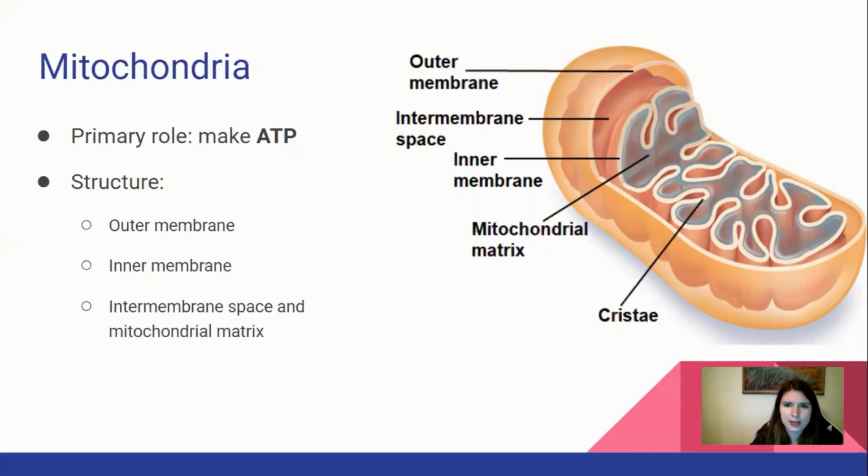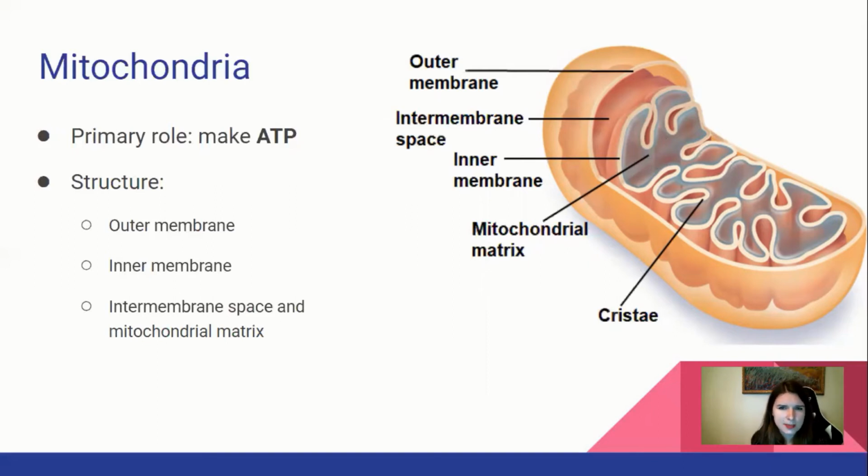So the mitochondria are made of two membranes, basically. They look kind of like a bean. There's an outer membrane and an inner membrane. There's a space between those two membranes called the intermembrane space. There's also a space inside that innermost membrane, which we call the mitochondrial matrix.